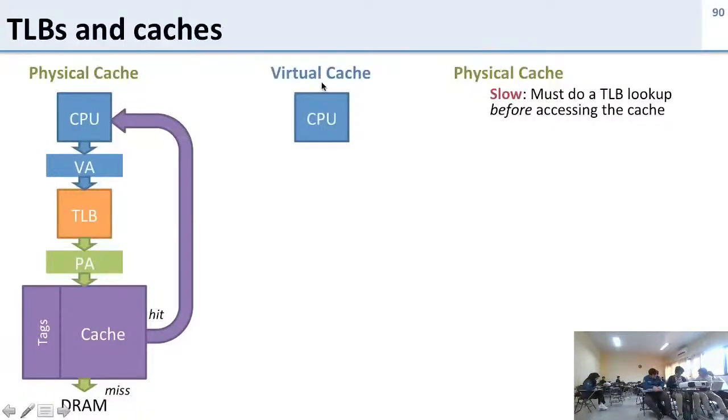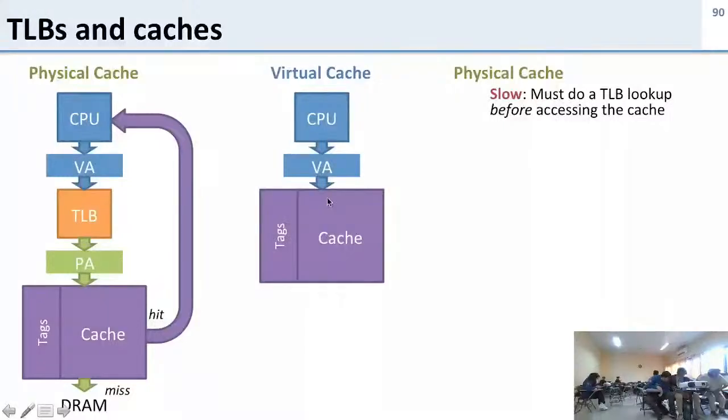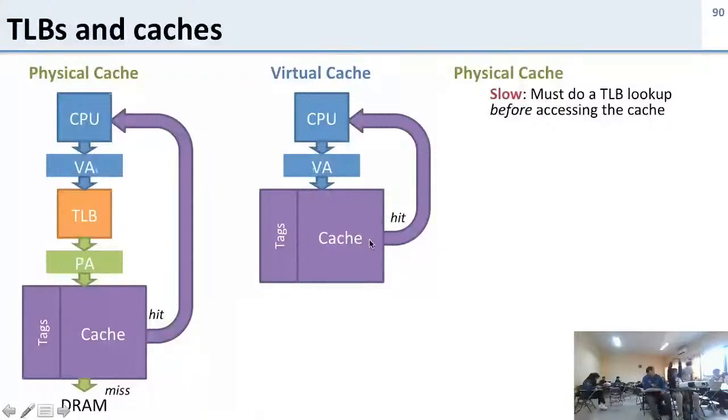The other way to do this is a virtual cache. So we take our CPU, which is going to give us a virtual address, and we connect that directly to our cache. Now our cache is going to look up data based on the virtual address. So if we have a hit here, we return it to the CPU. And this is really fast because we don't have to do any translation. We just go directly to the cache.